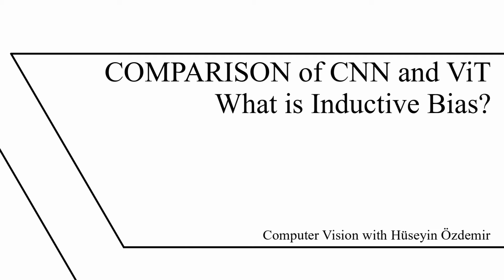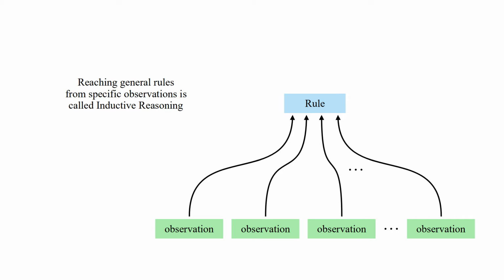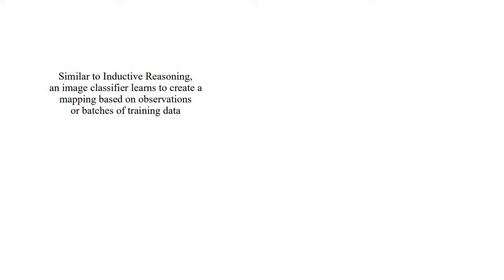Hi, in this video I will compare CNN with Vision Transformer. Reaching general rules from specific observations is called inductive reasoning. Similar to inductive reasoning, an image classifier learns to create a mapping based on observations or batches of training data.